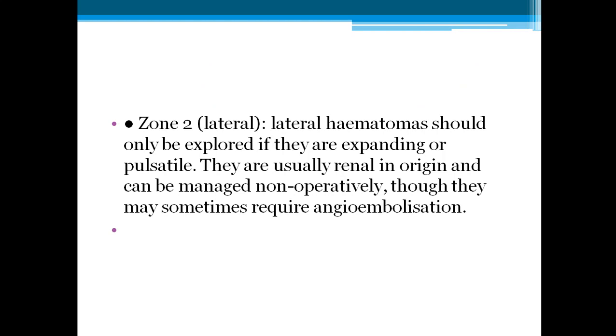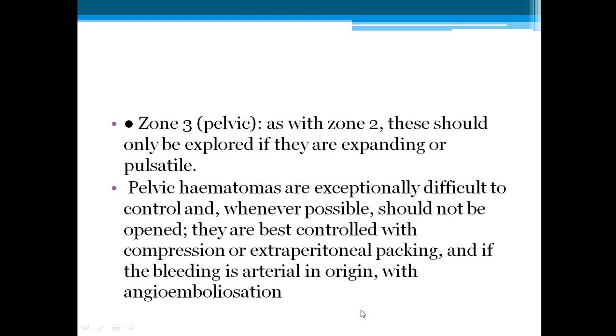the lateral zone or zone 2 hematomas are explored only if they are expanding or pulsatile, because they are usually renal in origin and can be managed non-operatively, but sometimes they may require angioembolization. Pelvic or zone 3 injuries, as with zone 2, are only explored if they are expanding or pulsatile. Why? Because pelvic hematomas are exceptionally difficult to control once they are opened. So the best method to control them is compression or extraperitoneal packing. And if the bleeding is arterial in origin, it is better to angioembolize.